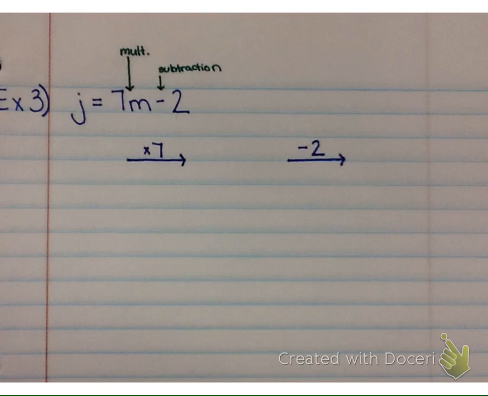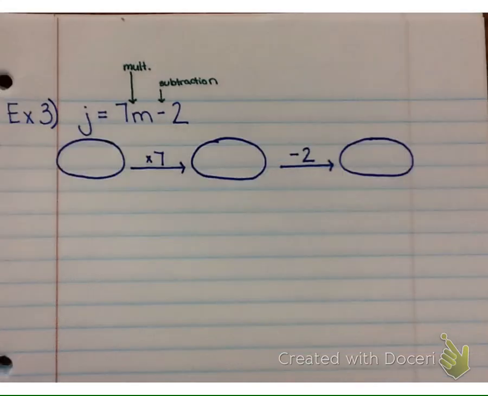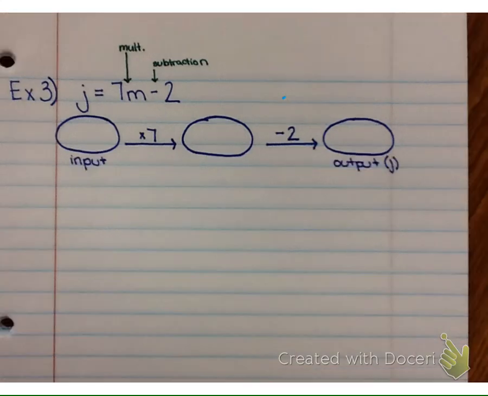In between each of the arrows, I'm going to fill in my ovals. Now I have an oval before and after each arrow. My input belongs in the first oval, and my output will go in the last oval. My input here is M. My output is J. Here, my output is written by an expression. I'm not going to be able to solve this because I have 2 variables.